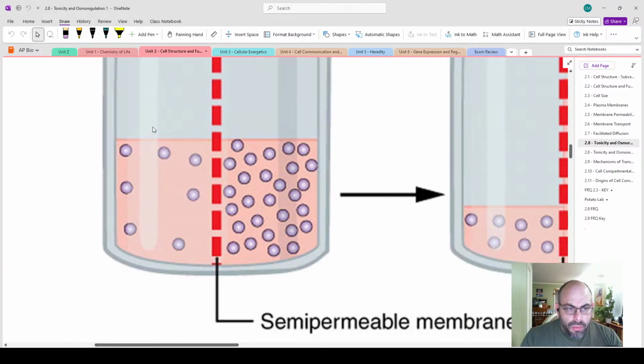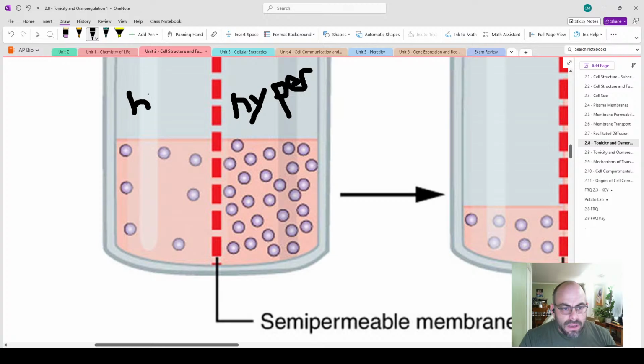So we know that water, in this case, has a high concentration here on the left, a lower concentration on the right, right? And the words that we can use associated with this: this one over here is hypertonic. Golly, it's just going to take me ever to write this out. Hyper. And this is hypo. Right? Okay. And water moves from hypo to hyper, right? We know that.